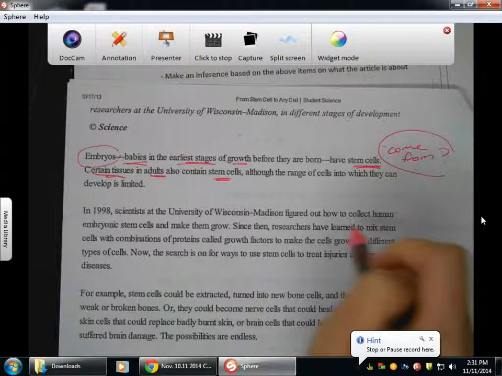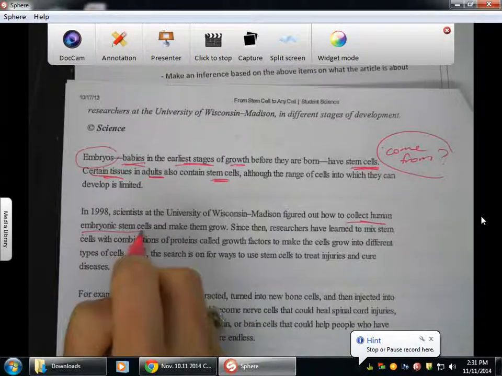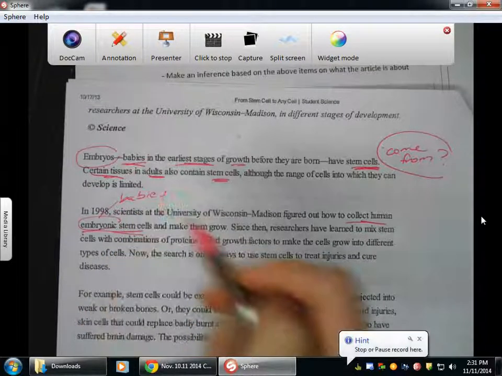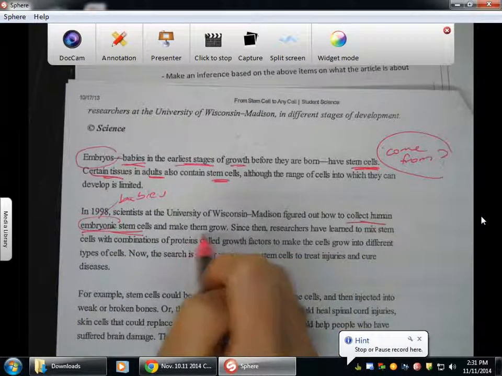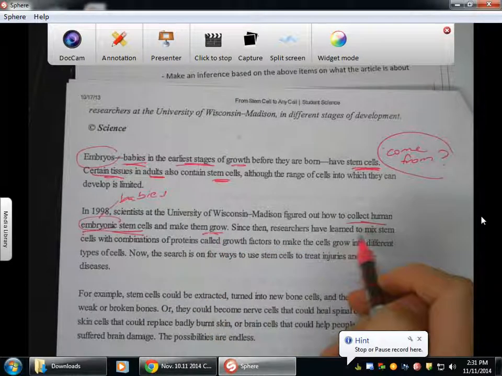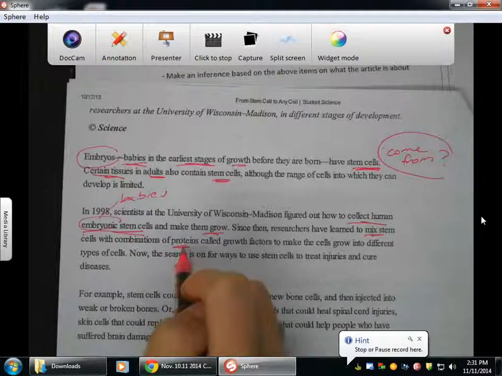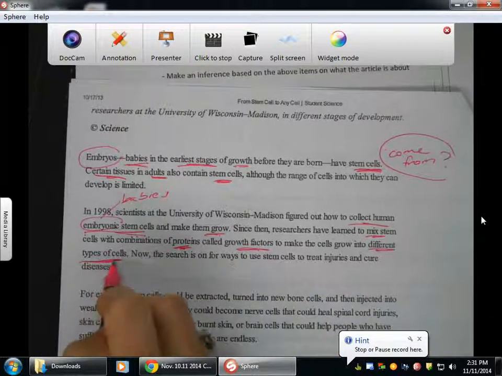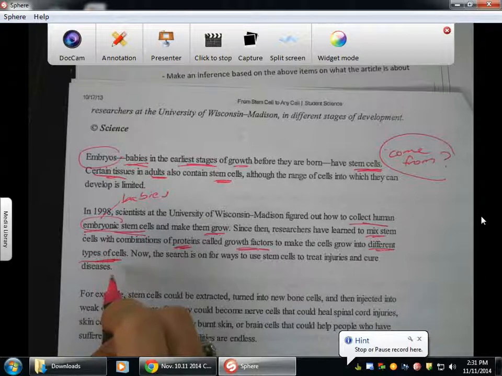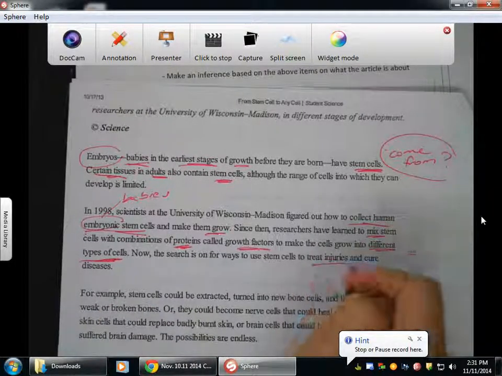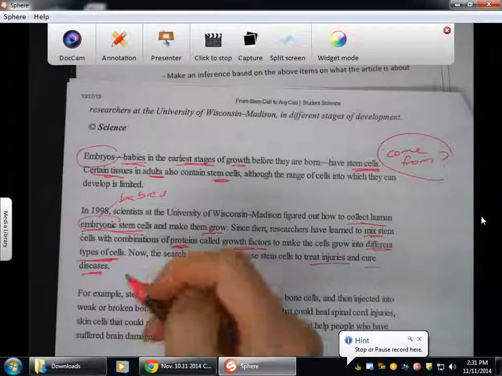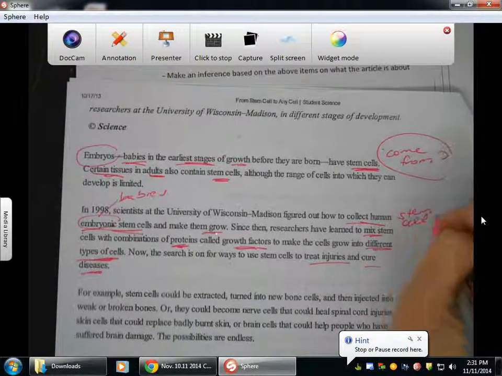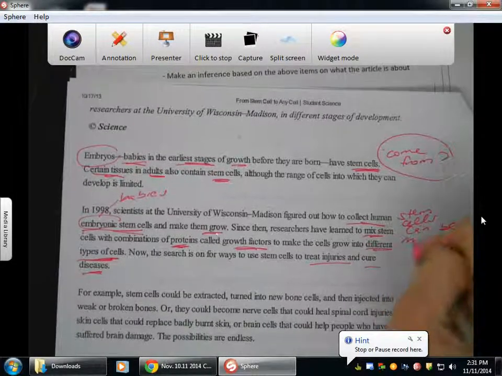So it looks like they're collecting these embryonic stem cells. I'm going to do a little side note that I'm talking about babies here. That's where they're coming from. And they're growing them and mixing those with proteins and some growth factors. And that's what's helping them develop into these different types of cells. So they can treat injuries, cure diseases. So looks like the basic gist here is that stem cells can be made into different cells.